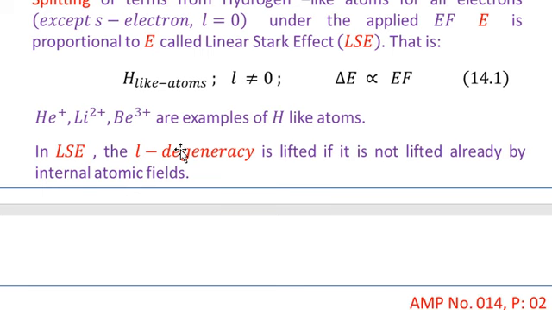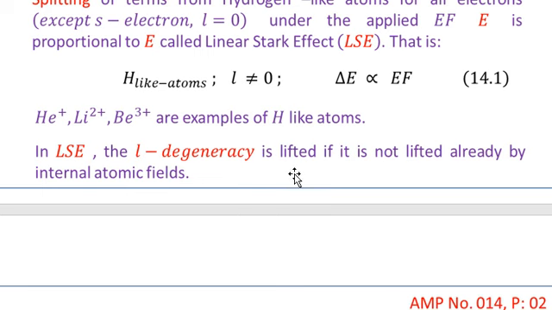But you know that when we apply the electric field, the energy becomes dependent, besides the principal quantum number n, on the orbital quantum number L. So we say that the L degeneracy is lifted. That means the energy now depends upon another quantum number, the orbital quantum number. So in the linear Stark effect, when we apply the electric field and the splitting of energy states is directly proportional to the linear power of the electric field, as shown in equation 14.1, the L degeneracy is lifted.